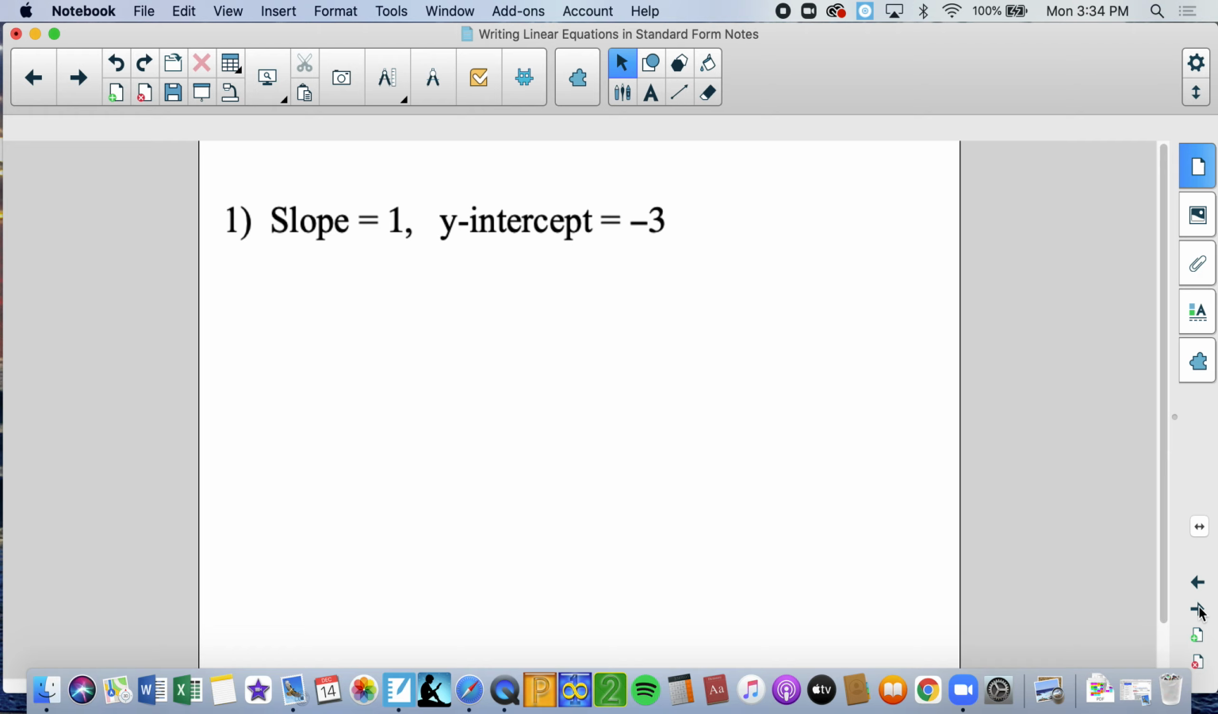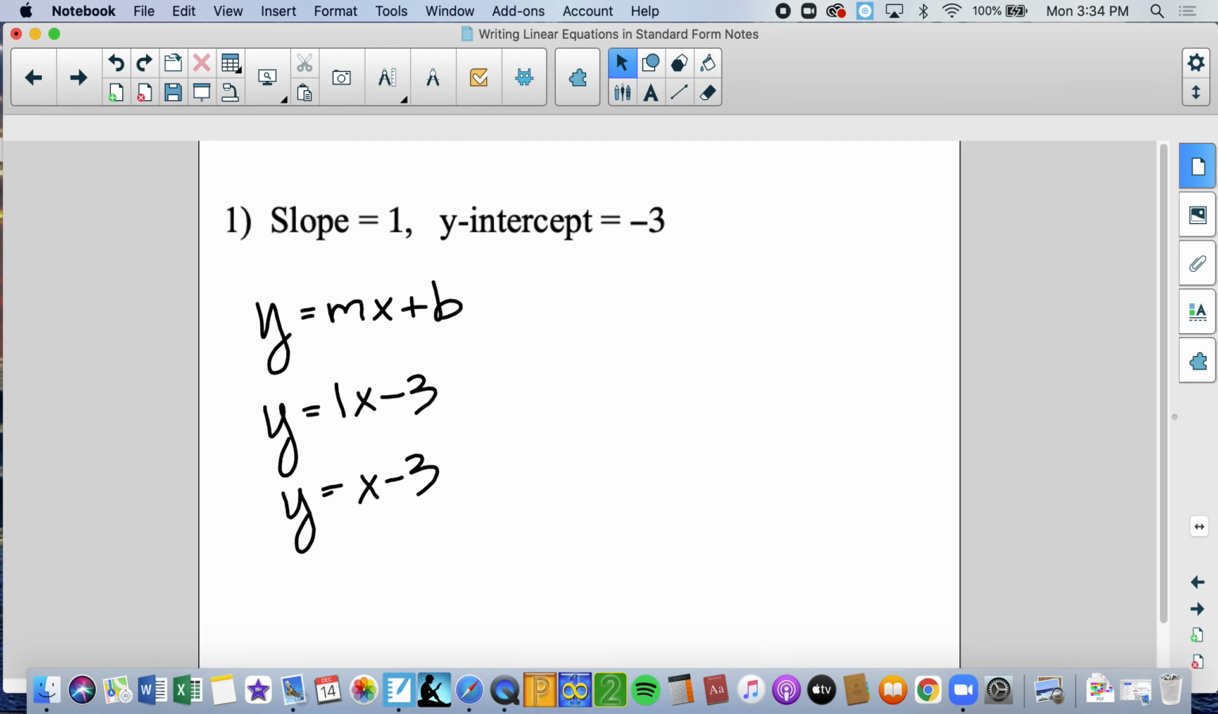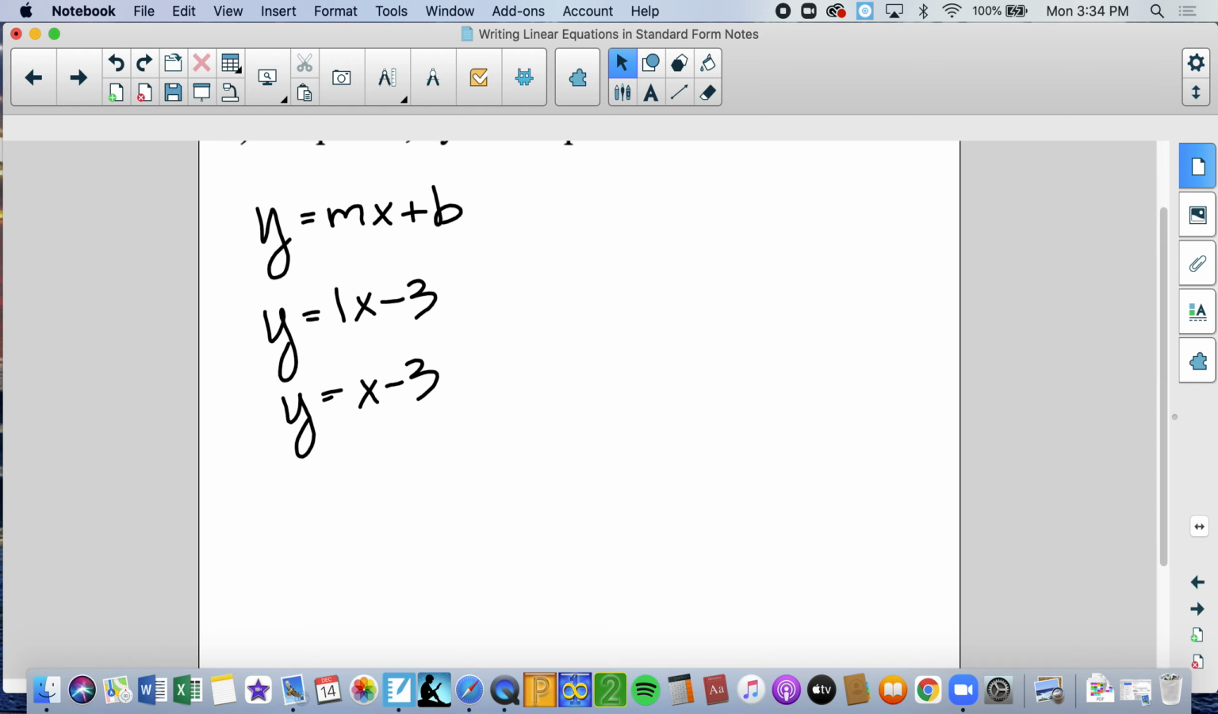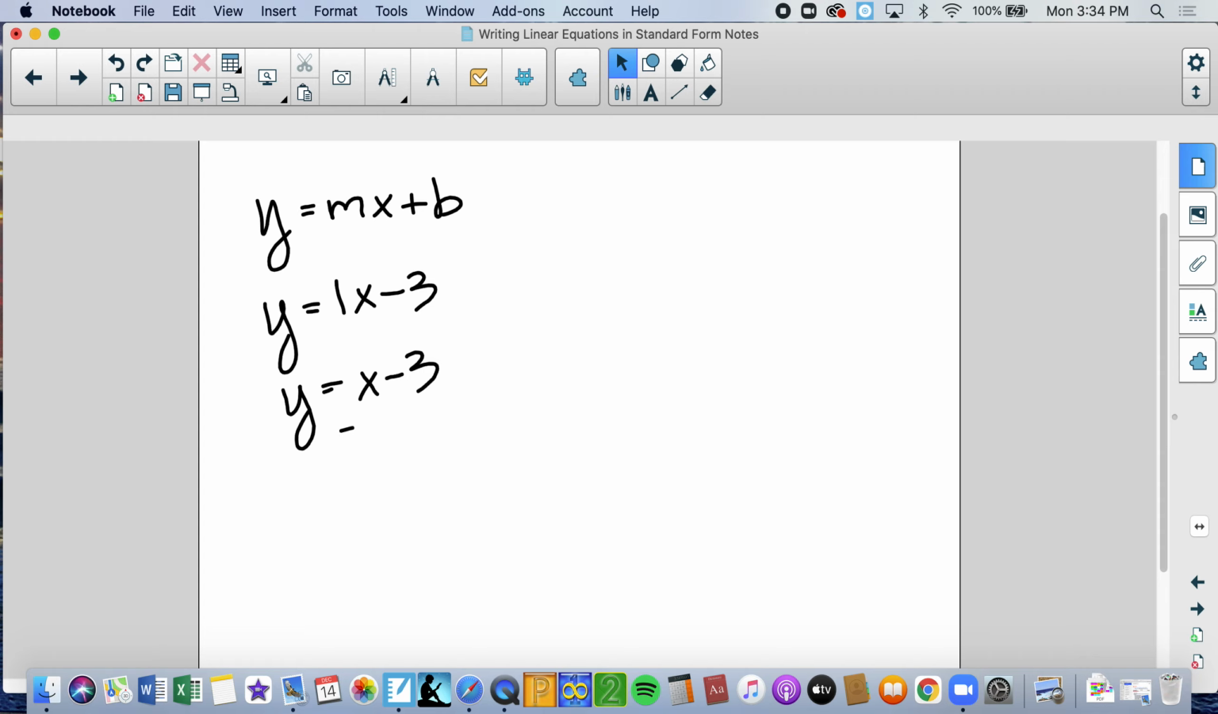So the first question we asked: what information is provided to us? We're provided with the slope and the y-intercept, so we will use slope-intercept form. We'll plug in those values, 1 for m and -3 for b. I wouldn't write it as 1x. I would always write 1x as x, so x minus 3. Now, is it in standard form? No, it's not in standard form. So I need to get rid of the positive x on the right side. I'm going to subtract x from both sides, and I get -x plus y equals -3.